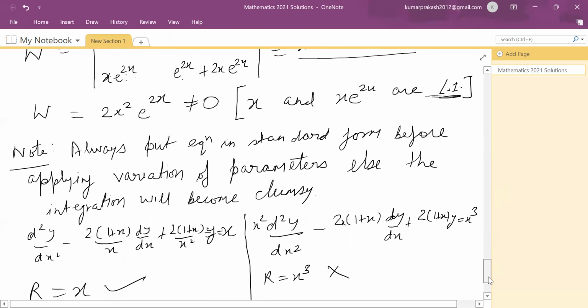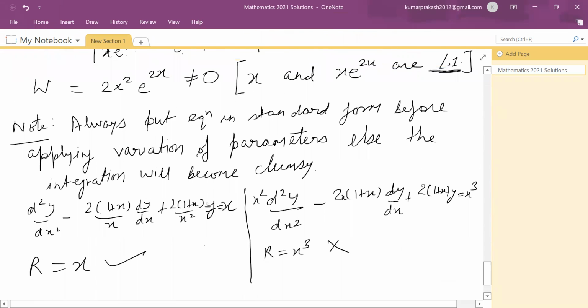Now, this is the most important note. Always put the equation in standard form before applying variation of parameters, else your integration will become very, very clumsy. It will have extra terms.